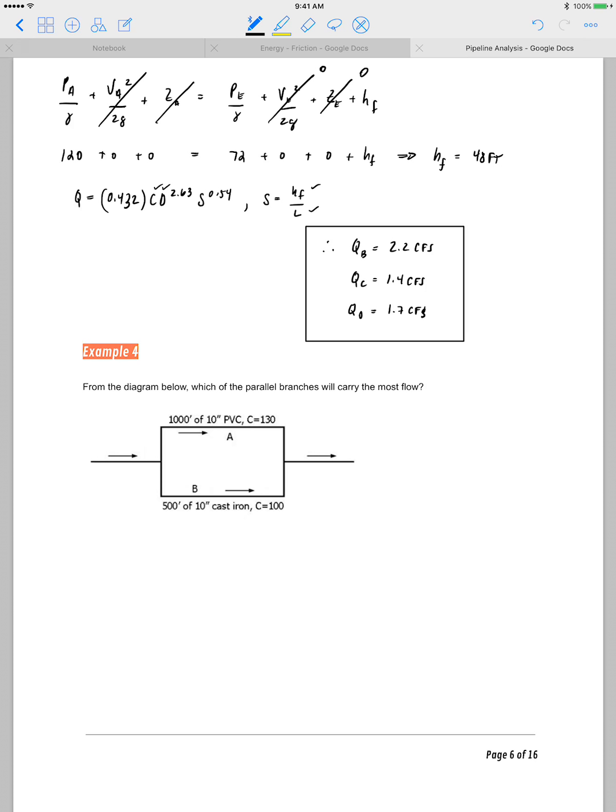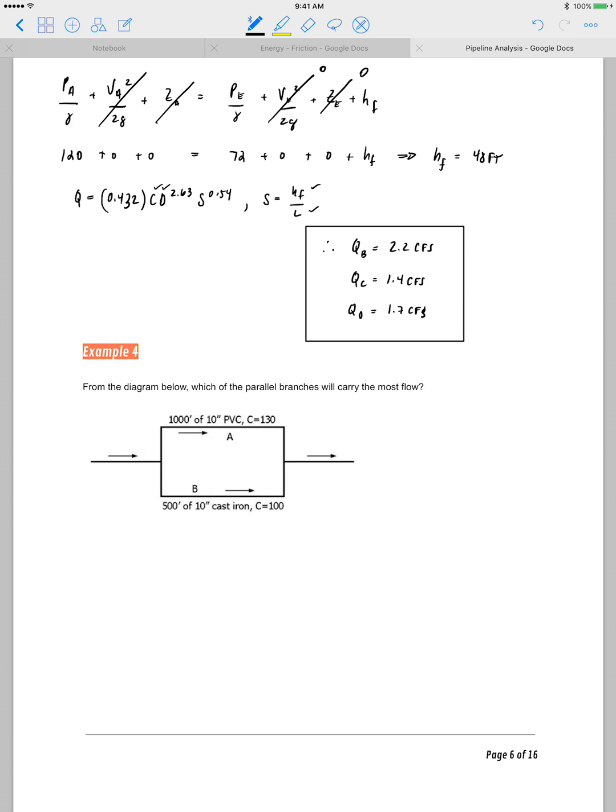Example number 4, from the diagram below, which of the parallel branches will carry the most flow? We don't know the Q in, we don't know the Q out, we don't know the Q in either branch, so we know we need to equate the formulae of both of these branches so that we can then figure out which one has the possibility to carry much more flow.